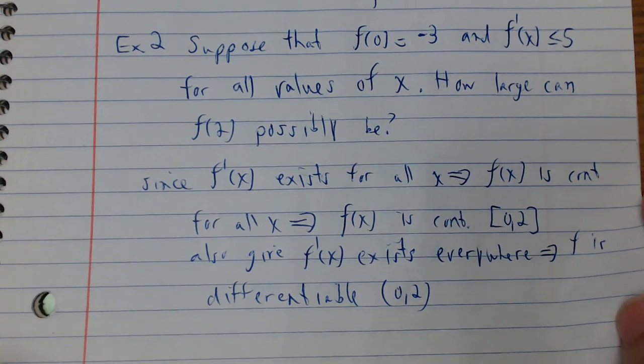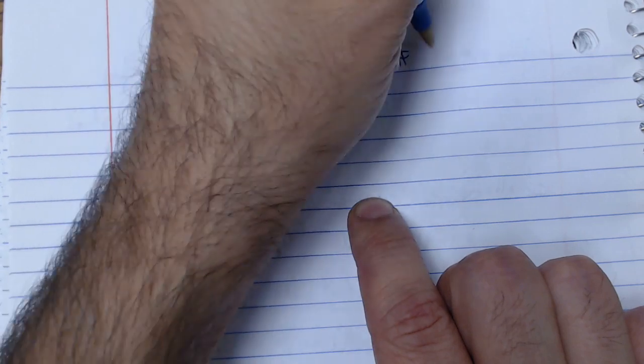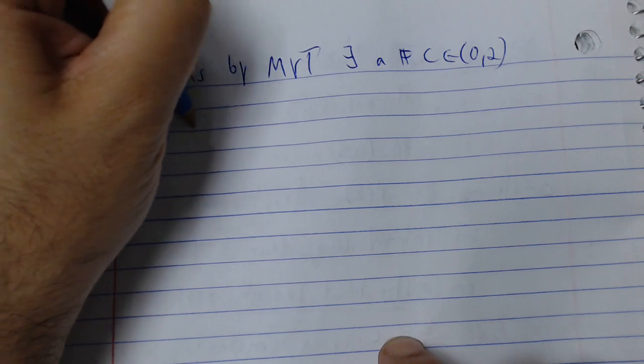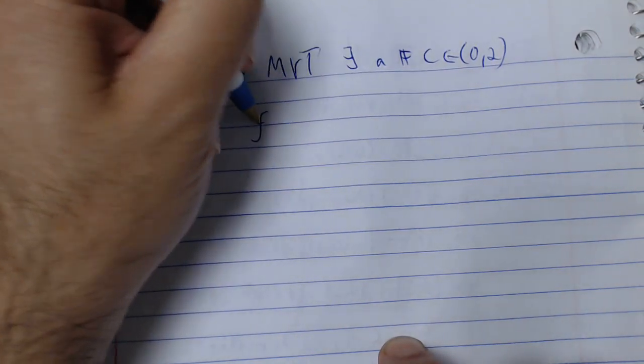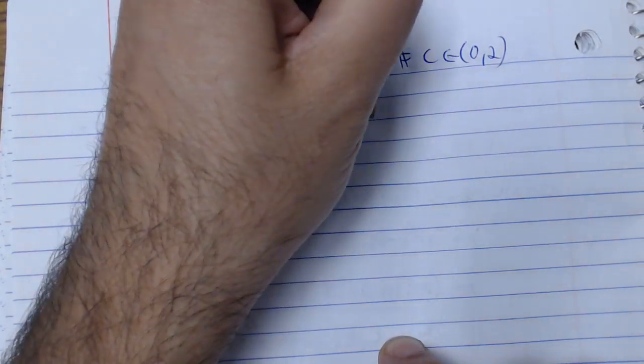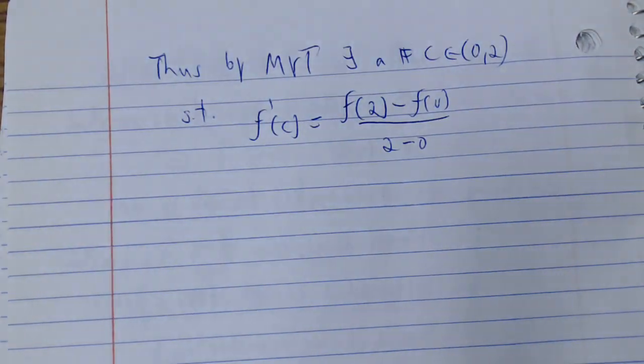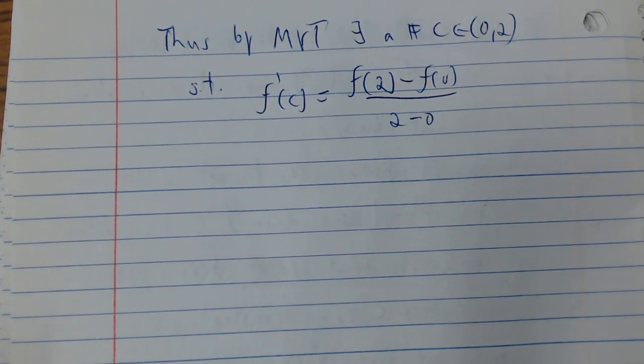Okay, so let's put the mean value theorem to use now. So we could say, thus, by the mean value theorem, there exists a number c in the interval from 0 to 2 such that f prime of c equals f of 2 minus f of 0 all over 2 minus 0. Okay, so now let's go forward with this.